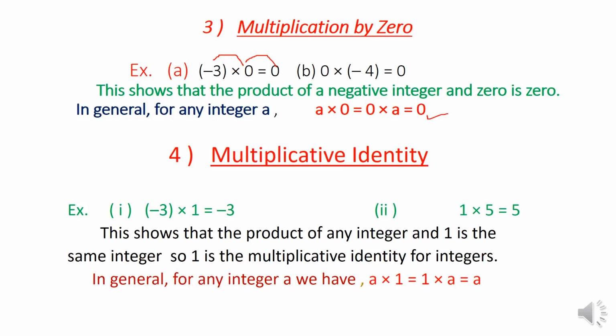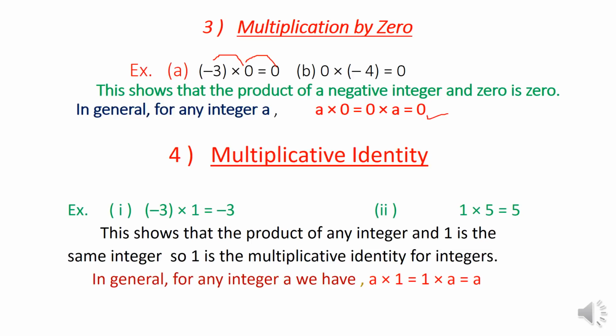Now, let us see the next property, that is multiplicative identity. So, here what is multiplicative identity? The simple thing is a number such that if any integer is multiplied with that number, and you are getting the same number as the answer, that particular number is called the multiplicative identity.